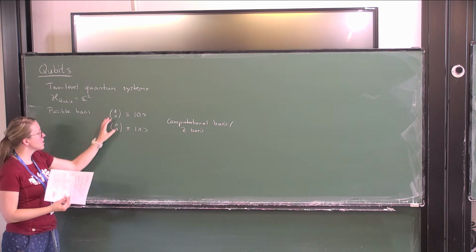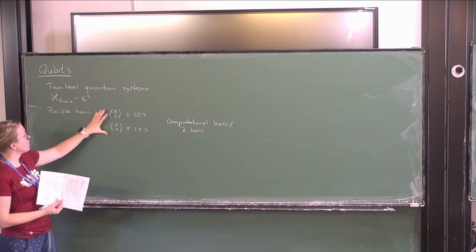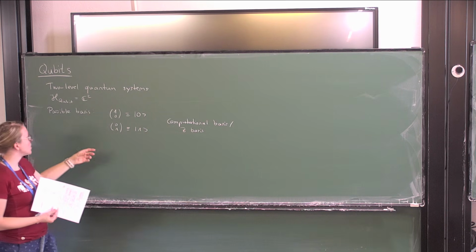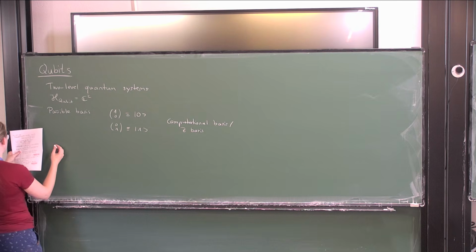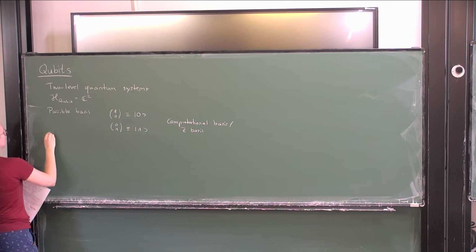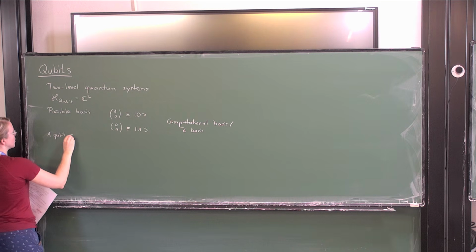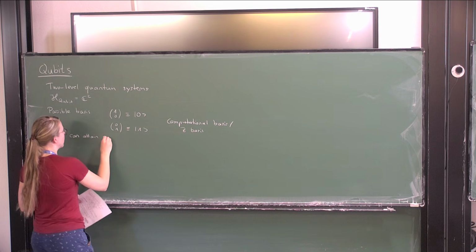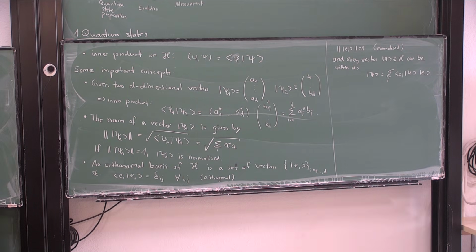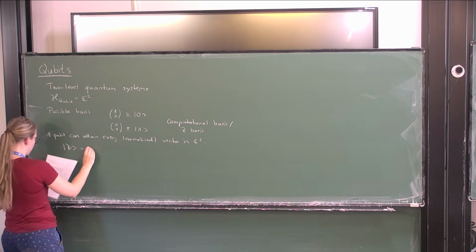Of course, this is a basis that we can choose, but the state of a quantum system is not only described by the basis states, but by all combinations that these states can take. So the qubit can attain every, typically normalized, vector in C2. That means the general state of a qubit would be a linear combination.